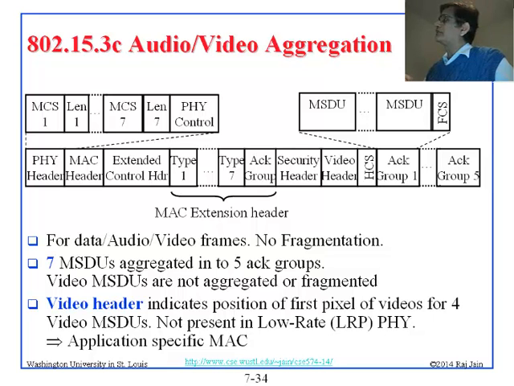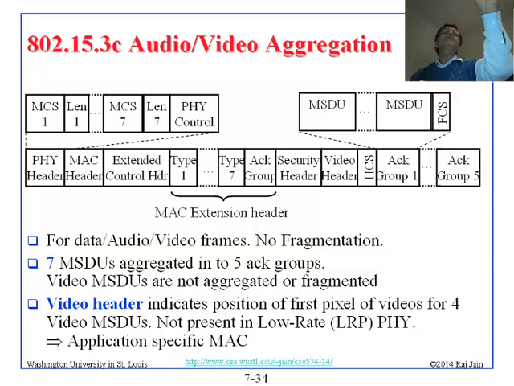And so the key, now this is the interesting part to me, is that they indicate here a video header. There is a security header, and the video header. The video header indicates the position of the first pixel of the video for the 4 video MSDUs. Out of 7, only 4 can be video. 3 have to be one of those other things. And the video has a position on the screen.